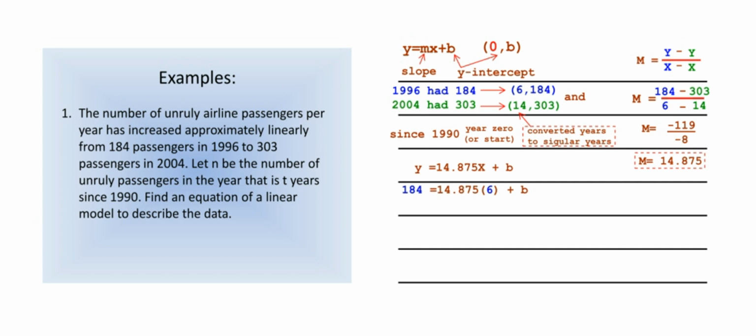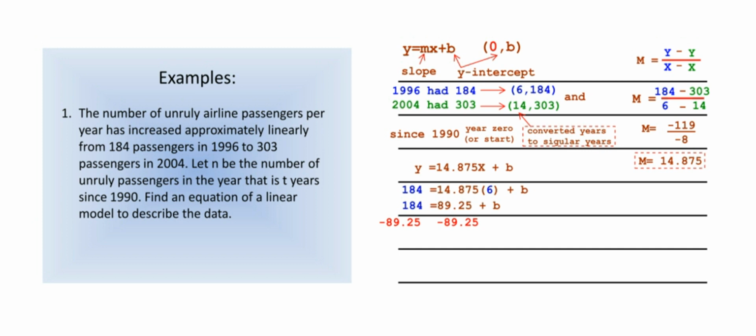So plug it in for the y value, 184 equals 14.875 times the x value of 6. The only thing we now don't know is the b value. So let's solve for the b value or the y-intercept. So 14.875 times 6 will give us 89.25 roughly. So 184 equals 89.25 plus b. So now let's solve for the b then. Let's get rid of the 89.25 by subtracting it. Keep in mind, when we get rid of it, we do the opposite. Since it's adding to the b and 89.25 is positive, we're subtracting it.